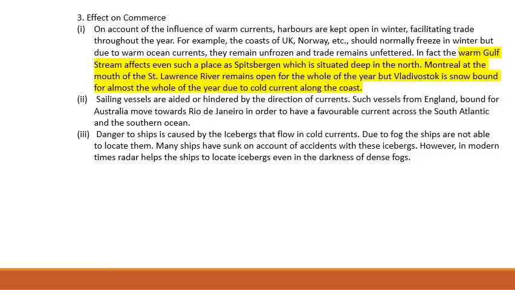Then danger to ships is caused by icebergs that flow in ocean currents during the springtime when melting takes place. The icebergs travel with the ocean currents and they greatly affect the shipping lanes. So, due to the fog, the ships are not able to locate them. For example, the dense fog caused by the meeting of the cold and the warm currents can be dangerous to ships. As it happened, the Titanic struck an iceberg due to the poor visibility created by the fog due to the mixing of the cold Labrador Current and the warm Gulf Stream.